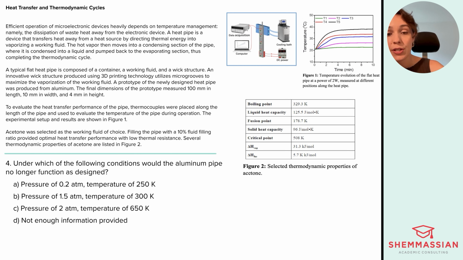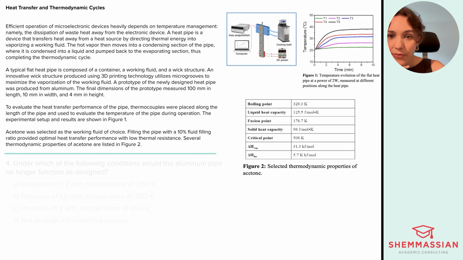So at operating conditions below the critical temperature of acetone and where the phase changes of acetone are possible, the system performs as usual, but after it crosses that threshold, it stops. So that means C is actually our correct answer here, pressure of 2 atmospheres, temperature of 650 Kelvin. All right, let's look at question 5 now.